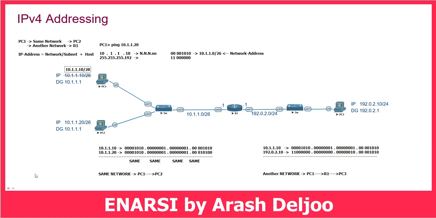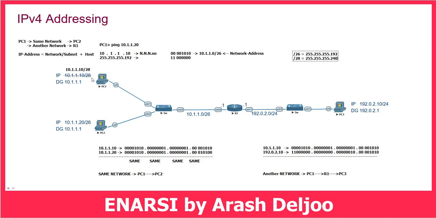You know that slash 28 means 255.255.255.240. Let me write here. First, slash 26, as I mentioned before, is equal to 255.255.255.192. But slash 28 is equal to 255.255.255.240. Okay, but let me show you what is the difference between these two values.